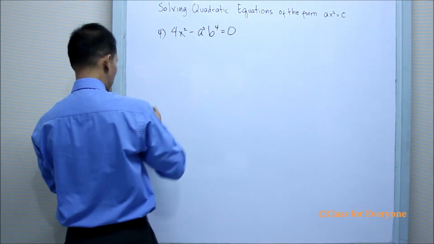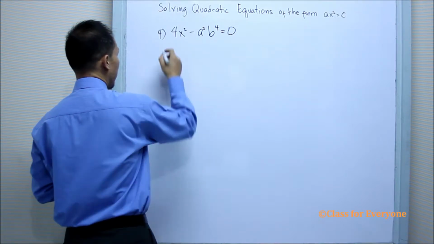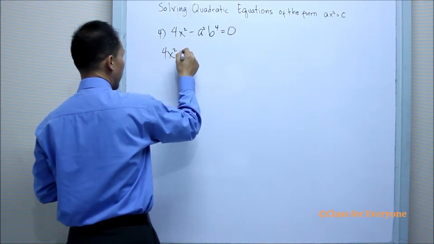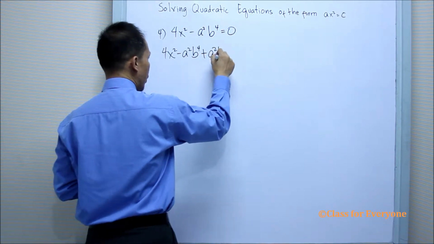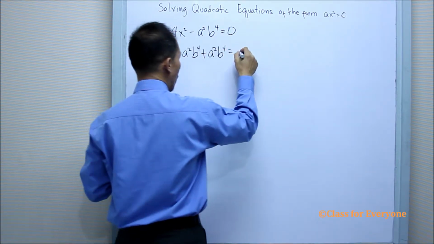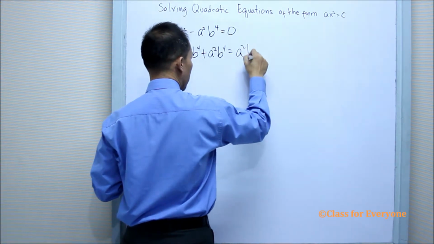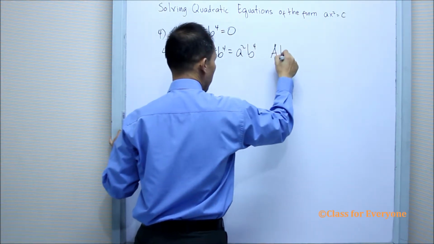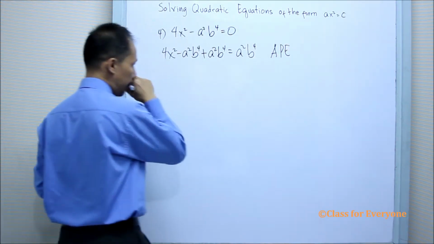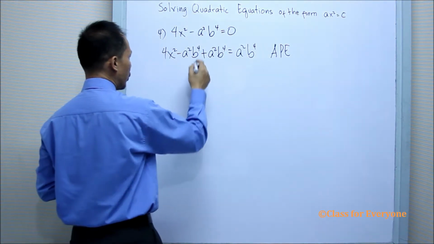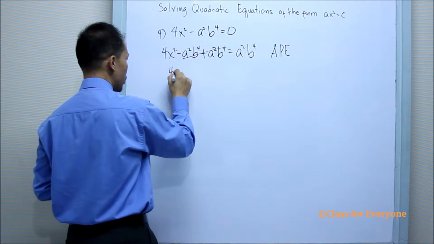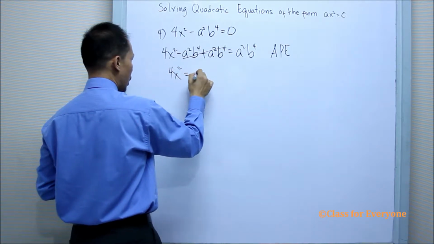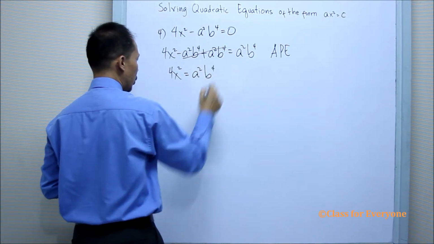So I will have here 4x squared minus a squared b to the fourth plus a squared b to the fourth equals a squared b to the fourth. And that is using the addition property of equality. Now combining like terms, I will now have this as 0. So what is left is just 4x squared equals a squared b to the fourth.